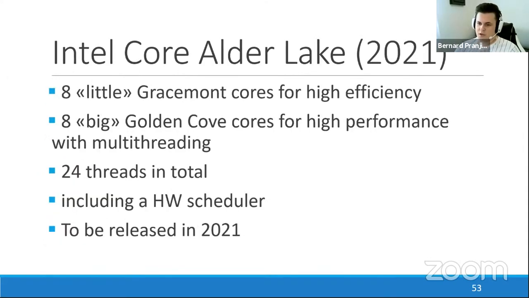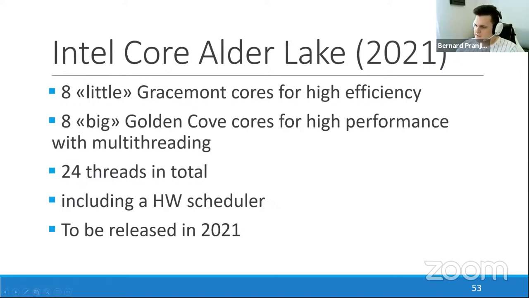There is not much official to it yet, but Intel announced the Intel Core Alder Lake processor. This is the first time that a mainstream processor is using the heterogeneous design. We saw it a lot in mobile processors because of the energy efficiency, but Intel actually wants to release a processor this year that is heterogeneous.